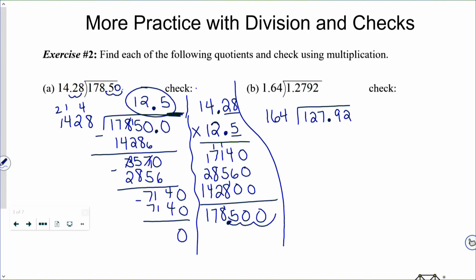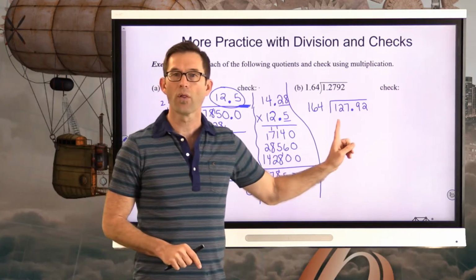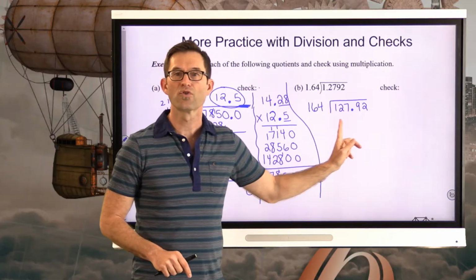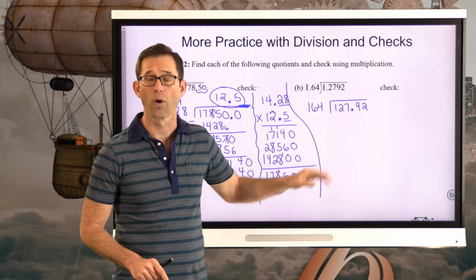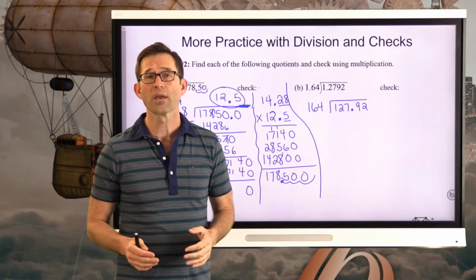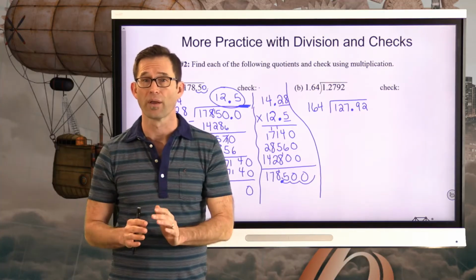127.92. And again, it's always good, I think, to reflect for a moment when we have a smaller number divided by a larger number. 127.92 is most certainly smaller than 164. Whenever we divide a smaller number by a larger number, we're always going to get a result that's smaller than the number 1. It'll be 0 point something, right?